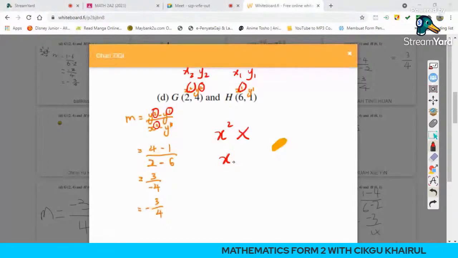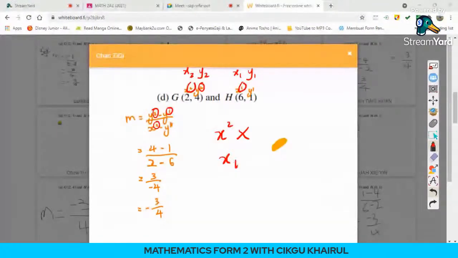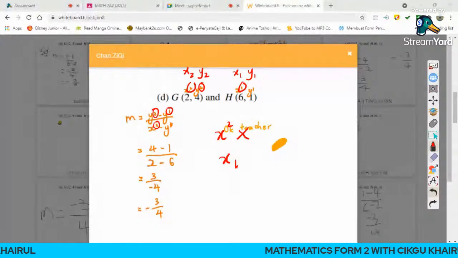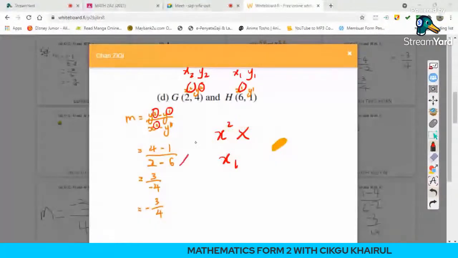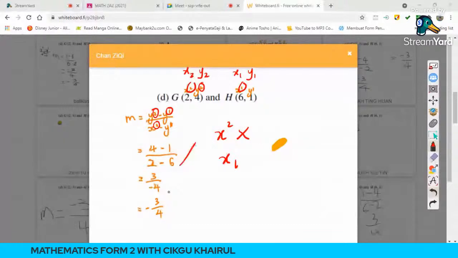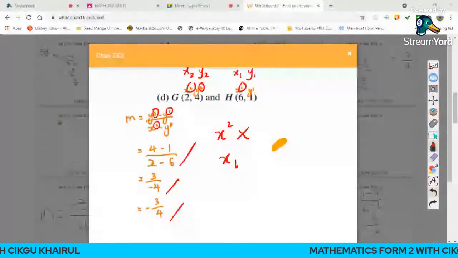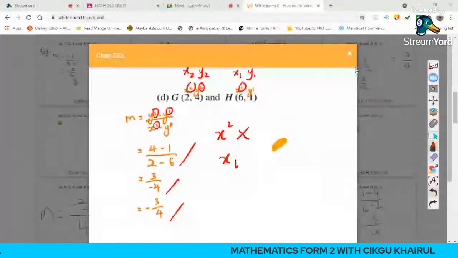Okay. However, your answer, let me double check here. 4 minus 1, 2 minus 6. Okay, so this is correct. 4 minus 1 is 3, 2 minus 6, negative 4. Okay, your final answer is correct. Very good. However, just your writing, that one.